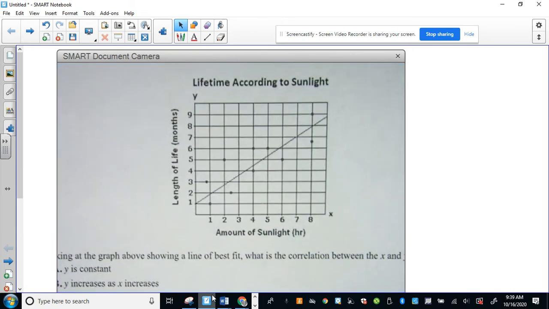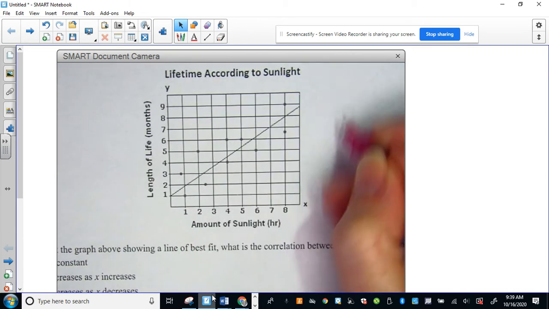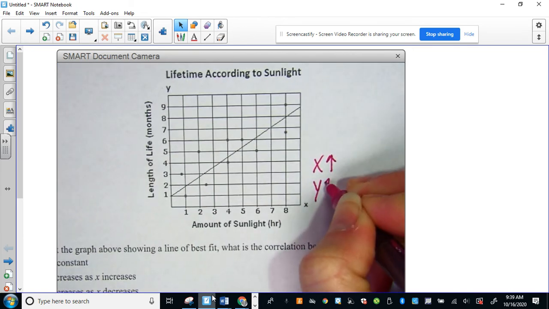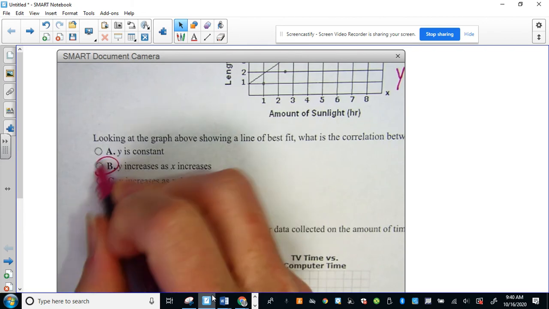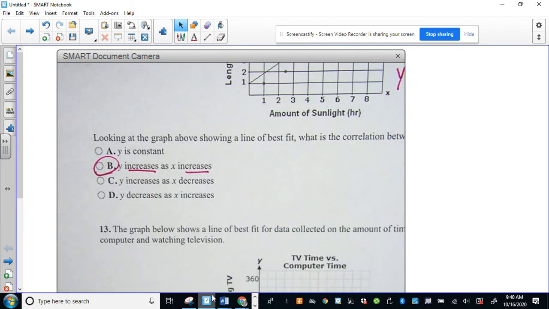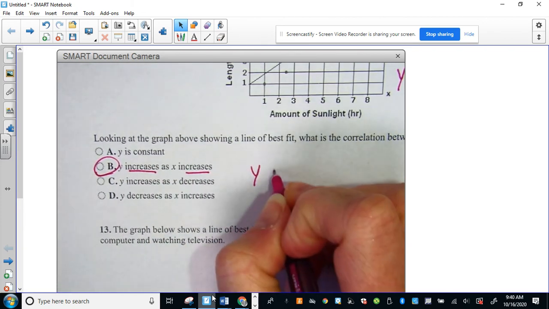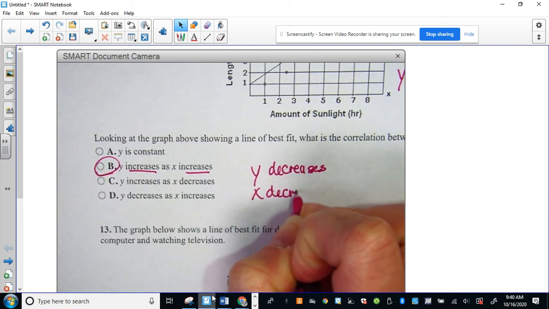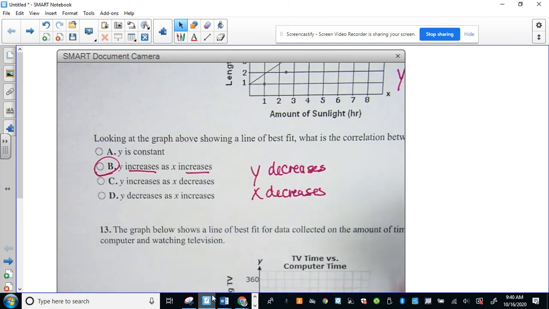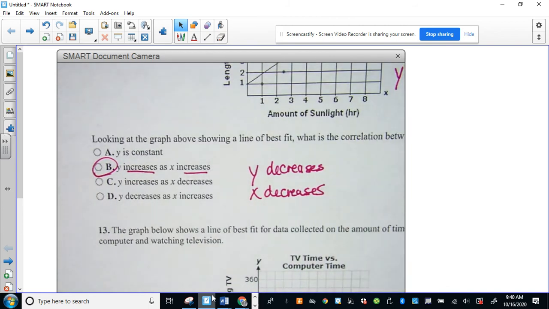12, both of these are increasing. As x goes up, y goes up. So the only one where both of them are the same, going up, is B. Increase, increase. Now, it would have been okay for it to say as y decreases, x decreases, because that's the same thing as both of them increasing. But number 12 is B.